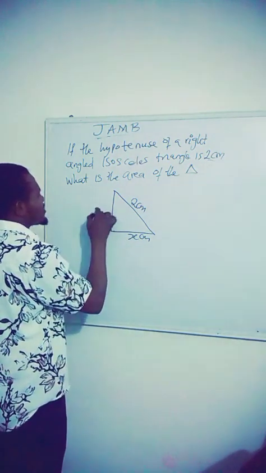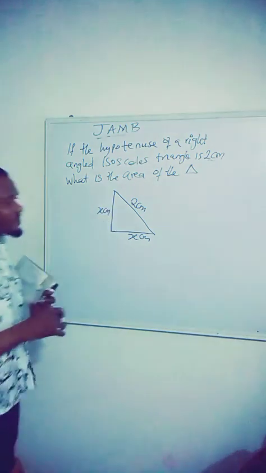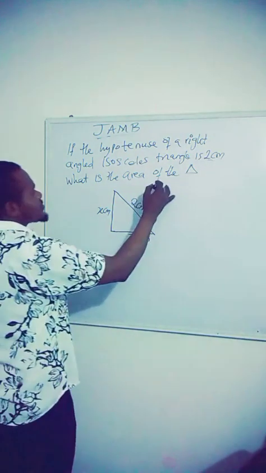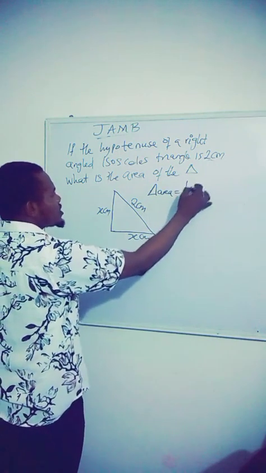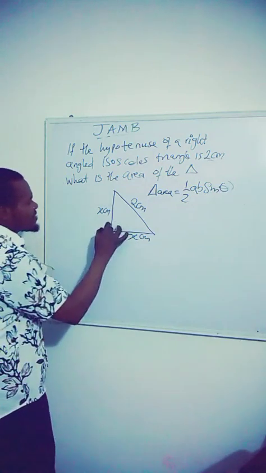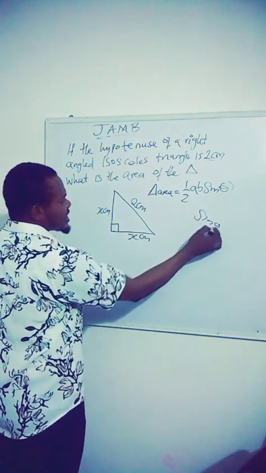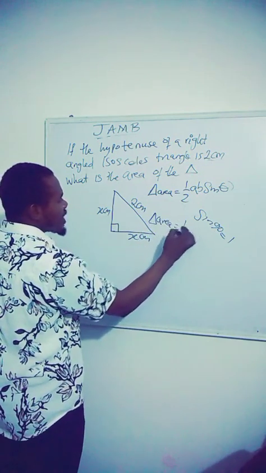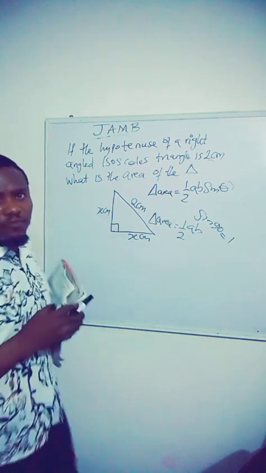So this will be 2 centimeters. And don't forget, we need a value for x. We know that the area of a triangle is equal to 1/2 AB sine theta. But in this case, we are having 90 degrees between the two lines, and sine 90 is equal to 1. So the area of a triangle will become 1/2 AB. A is x, B is x. So we need to find the value for A and B.